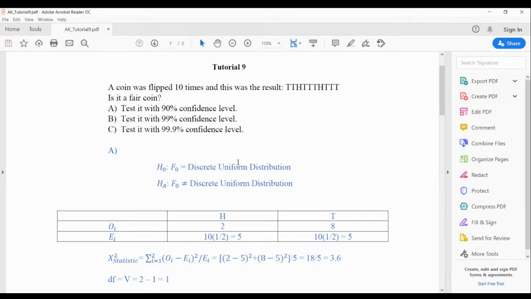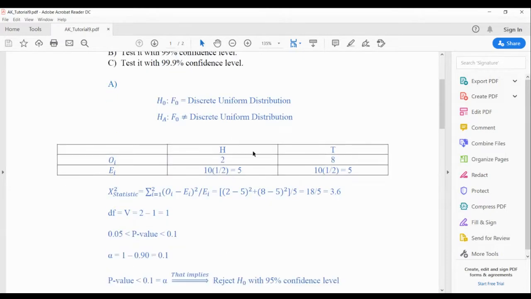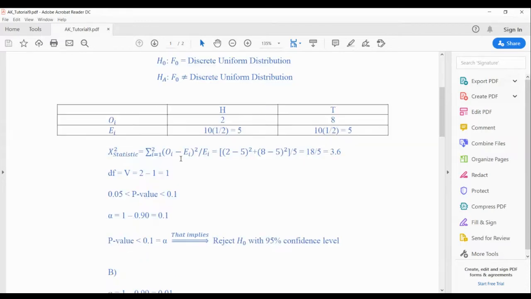So guys, you should practice with different examples, especially in the book that is provided, so that you get used to such examples. As you can see, it's very easy to deal with. You should first construct the hypothesis. Then this table is important in order to calculate based on this formula, and you will find your test statistic. And based on test statistic and degree of freedom, you can find the p-value.